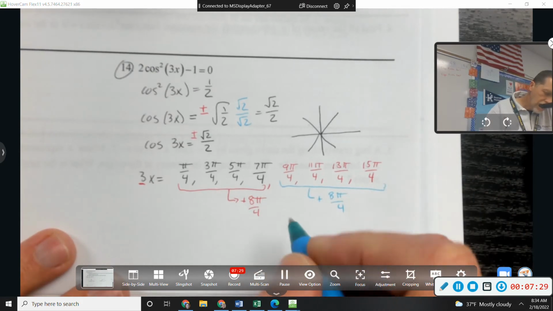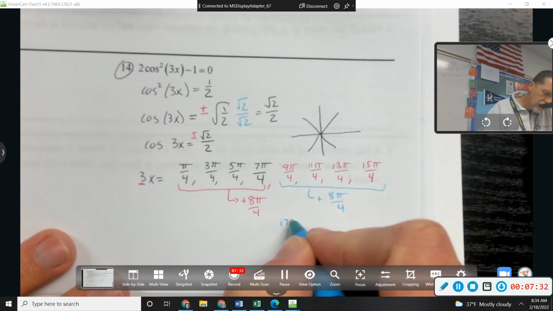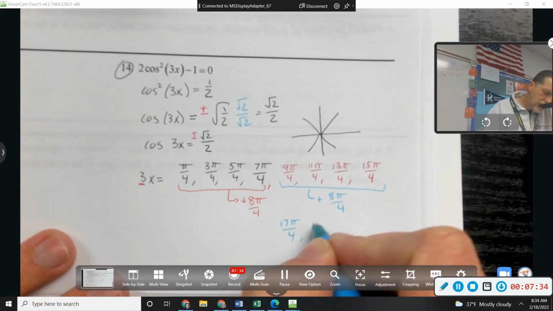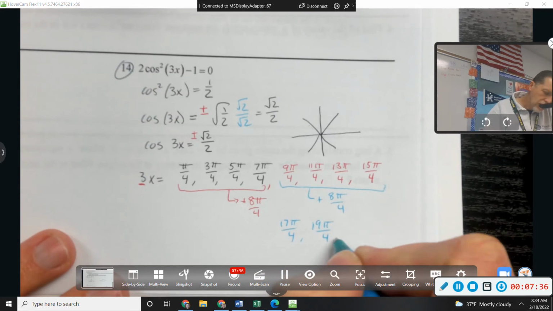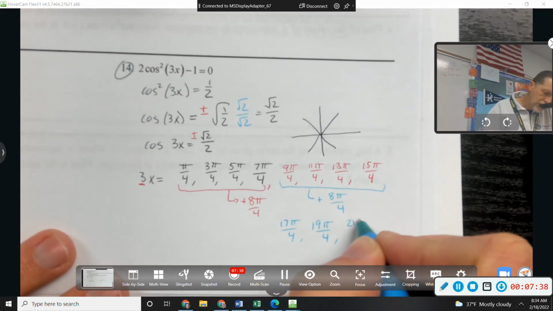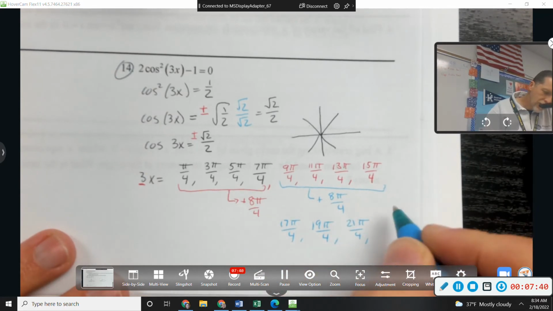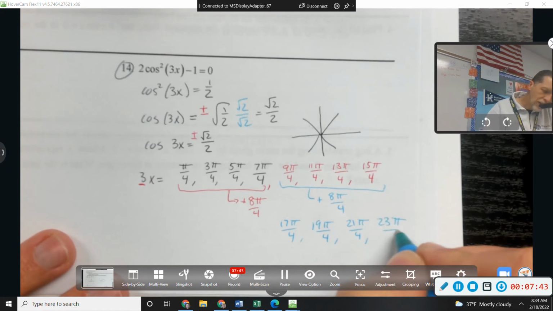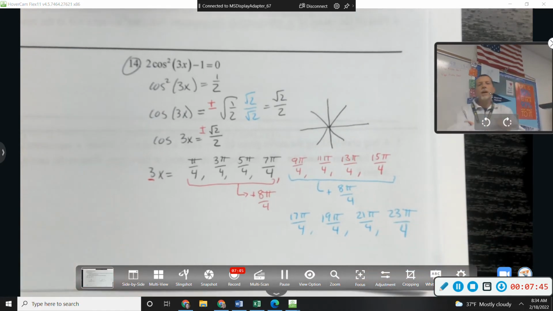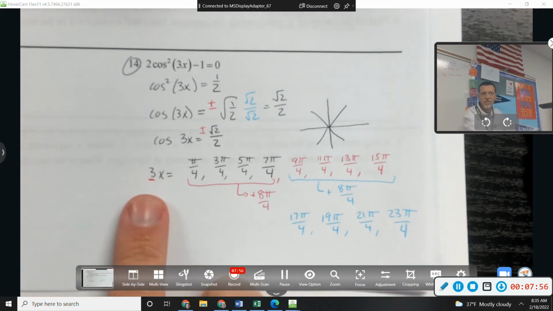Then we have to do it one more time. Right? 17 pi over 4, because we just want 3 sets. 19 pi over 4, 21 pi over 4, 23 pi over 4. And maybe using that word sets, that's a good way to say it. I need 3 sets of answers. So I'm not adding 3 times, I'm adding 2 times. But the motivation is I need 3 sets of answers, 3 times my normal number of answers. So yes, I have 12 answers.